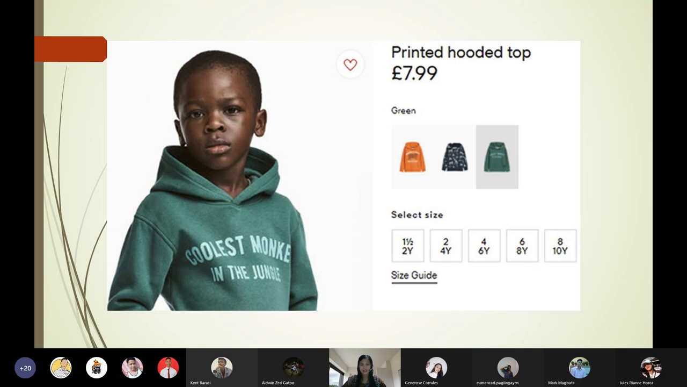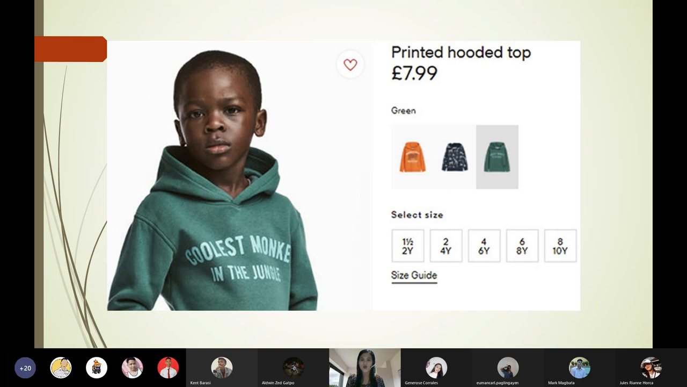Or racism. Parang inire-relate nila that these black people look like monkeys, 'di ba? Na maling-mali. Hindi natin pwedeng i-relate yung color nila doon sa isang animal. Pero humingi naman ng pasensya ang H&M that they did not mean to discriminate the child. Okay, coolest monkey in the jungle. So kung ikaw halimbawa, you are the H&M, ano ang ilalagay mo dyan? Is it coolest monkey in the jungle or coolest kid in the jungle? Ganun pa rin. You have the word jungle.